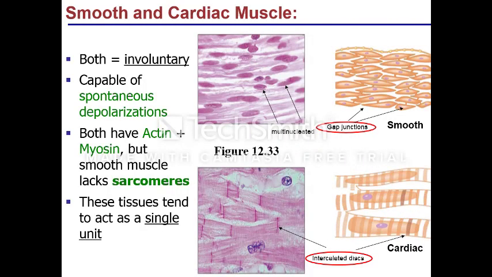Smooth and cardiac muscle are considered involuntary due to the pacemaking ability made possible by the use of gap junctions and intercalated discs. These special structures allow for the depolarizing signal to be rapidly conducted from cell to cell so that the entire organ functions as one. These contractions are all under autonomic nervous system control. Both types have actin and myosin, but smooth muscle again lacks the sarcomeres that is so characteristic for skeletal muscle and then seen again in cardiac muscle.